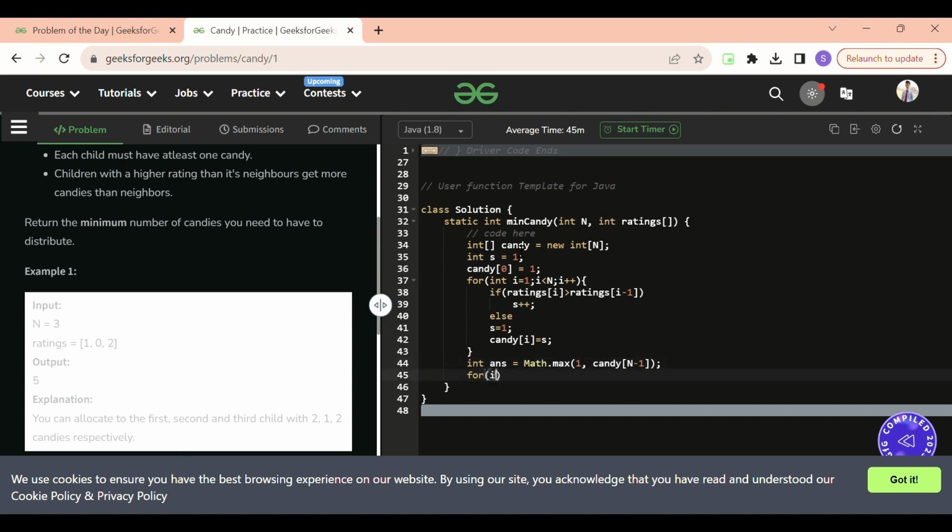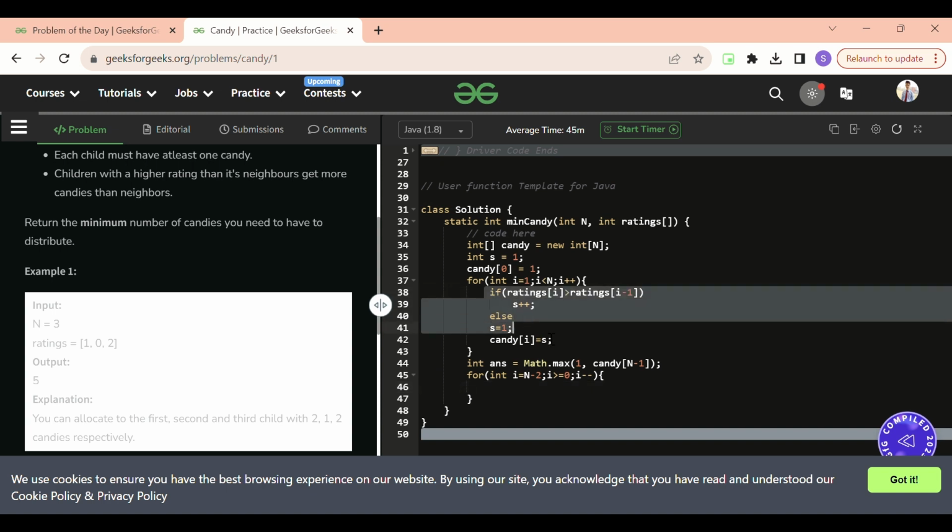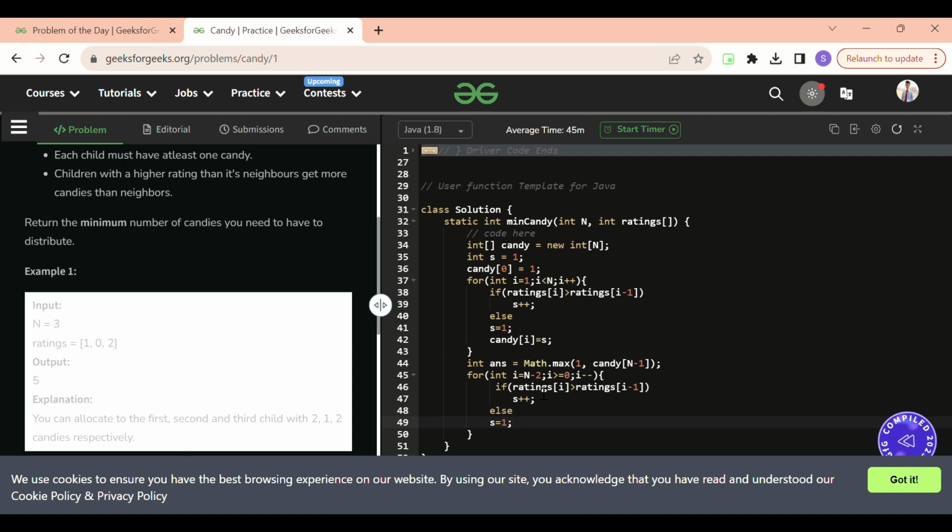Now let's start from the bottom as well. For int i = n-2, i >= 0, i--, and let's copy this again till this point. So if ratings[i] is greater than ratings[i+1], s++, otherwise s = 1, and after that update the answer. Answer += Math.max of s and the other thing, which is candy[i], which was there earlier. So I will take the max of both.